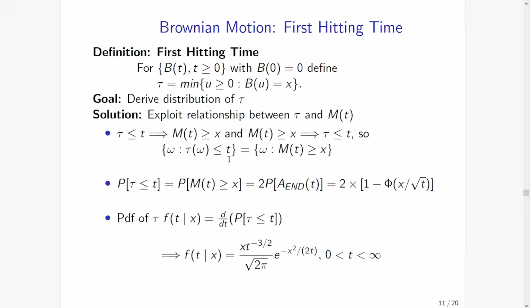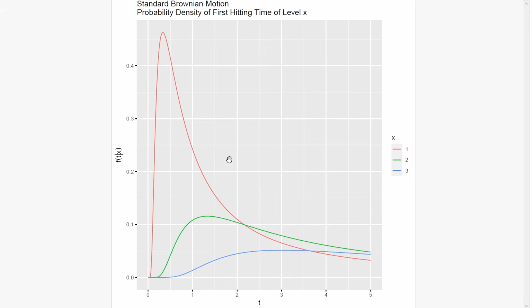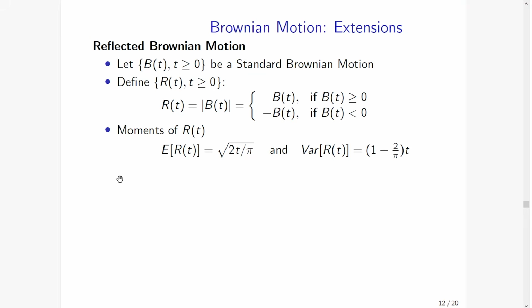So here are the hitting time densities. With standard Brownian motion, if we're looking at the time to hit the level 1, starting at 0, then there's this nice unimodal distribution for that time, which is relatively short. But if we're looking at hitting times for higher levels like 2 or 3, then that hitting time distribution spreads out. So now, let's talk about some extensions of Brownian motion.